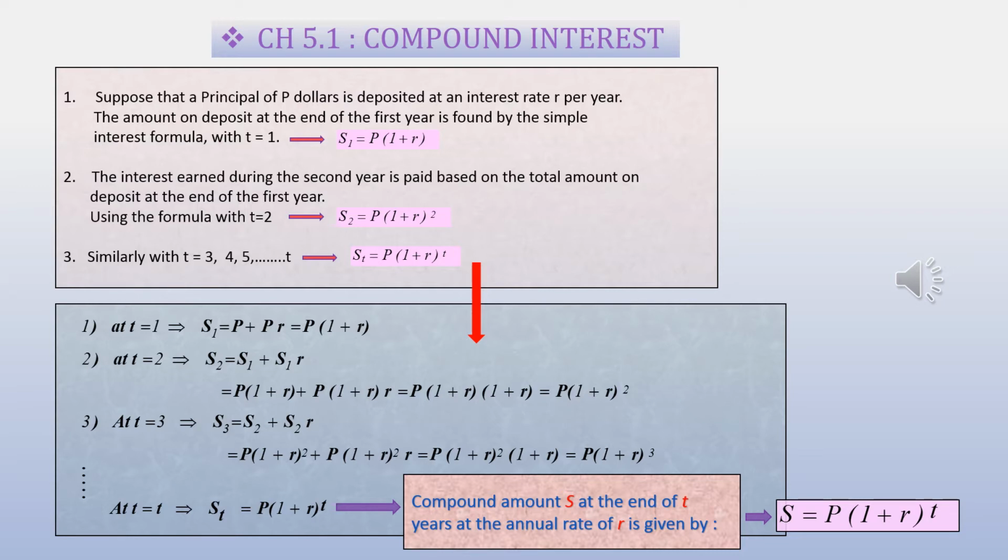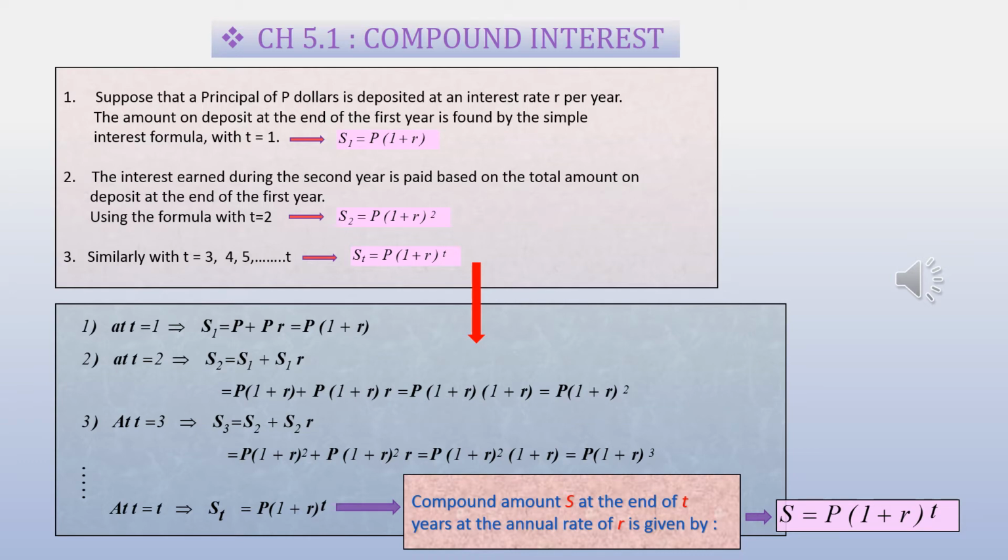So at t equal to T, whatever T is, ST is equal to P multiplied by (1 plus R) to the degree of T. This is in the year T. Now we are going to generalize the formula. Compound amount S at the end of T years, at the annual rate of R, is given by S equal to P multiplied by (1 plus R) to the degree of T.